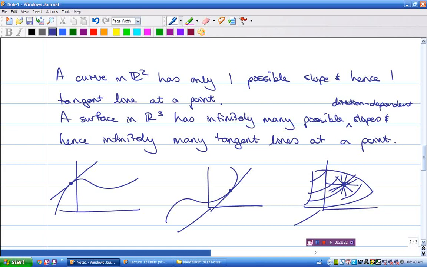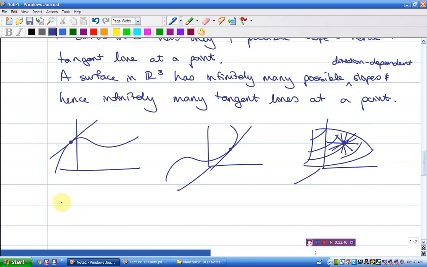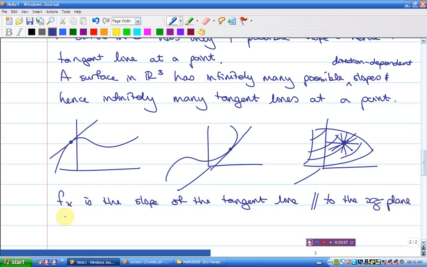Okay, let's have a look. We have 5 minutes left. What else do I want to say about partial derivatives? Okay, so your x derivative is the slope of the tangent line parallel to the xz plane, and fy is the slope of the tangent line parallel to the yz plane. Okay, all right. Is there anything else I want to say before jumping into an example?